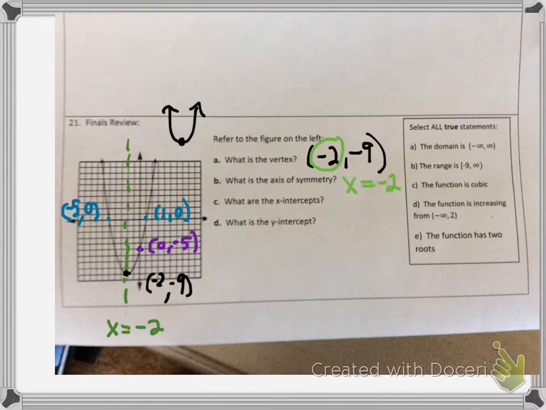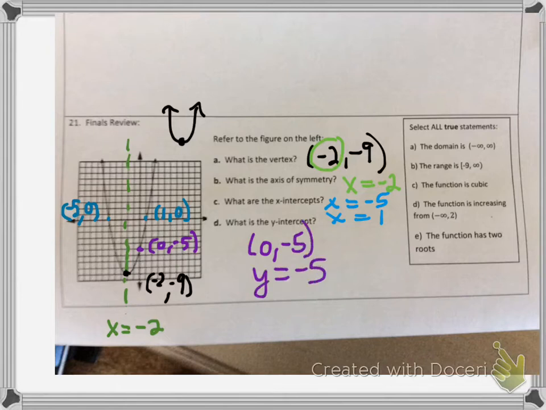X-intercepts is where it crosses the x-axis. I labeled those in blue here. So they're at x equals -5 and x equals 1. You could write them how I did here, or you could write them as an ordered pair like I did on the actual picture. The y-intercept is where it crosses the y-axis, so I wrote that in purple at 0, -5. Or you could say y is equal to -5.